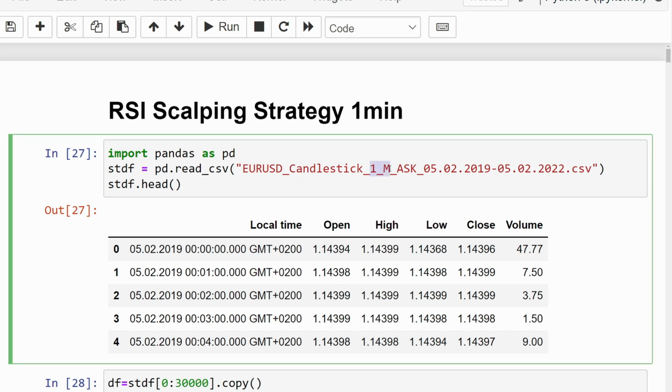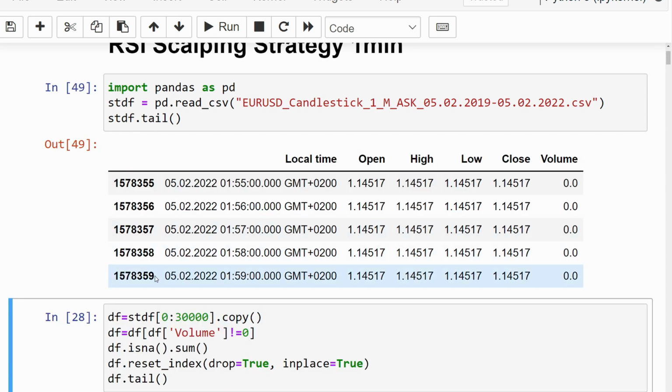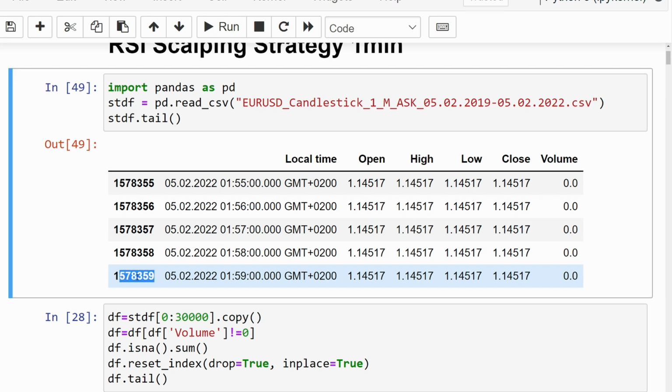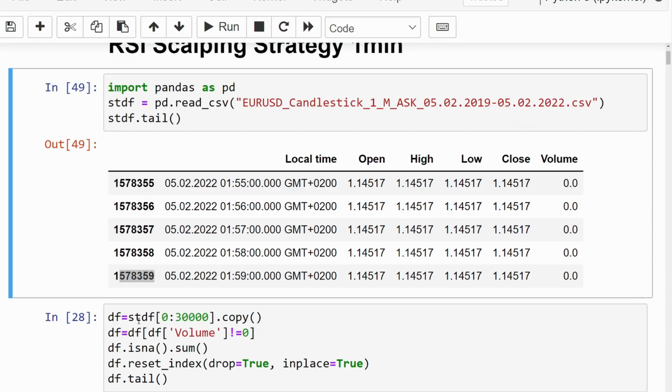Because of the high number of candles, you have a high number of rows. So if I'm printing the tail here, we can see that we have a huge number that maybe our machine or our program is not going to be able to run through as smoothly as before. So we have 1,578,359 rows.